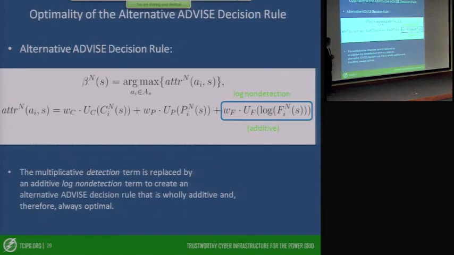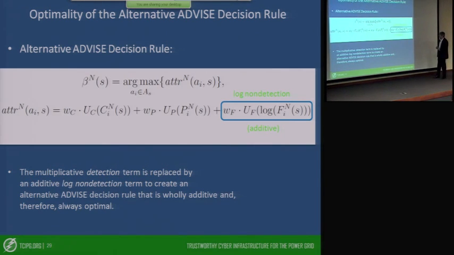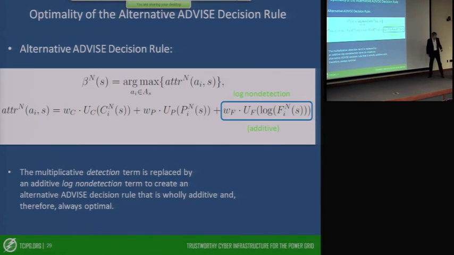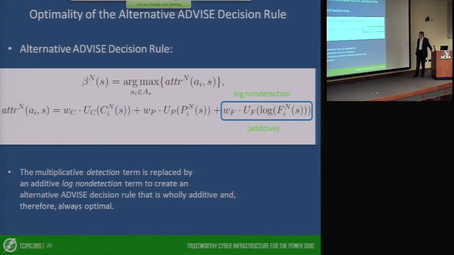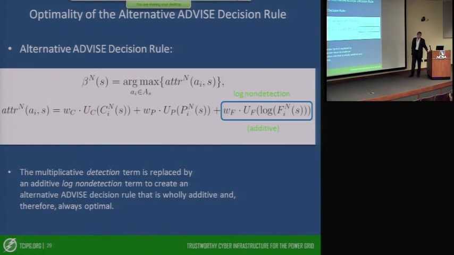Now, I want to leave time for the example, so I'm not going to say too much about this, but we can play a trick, and if we look at the log of the non-detection probability rather than the detection probability, then we get something that's additive, and then we can come up with an optimization function that is always optimal. More of that can be said later.